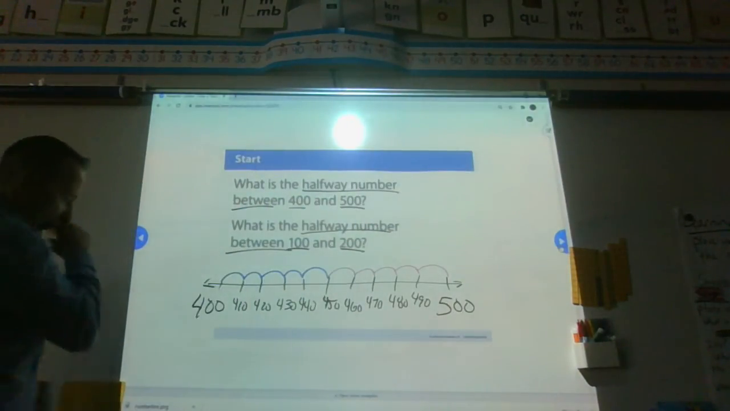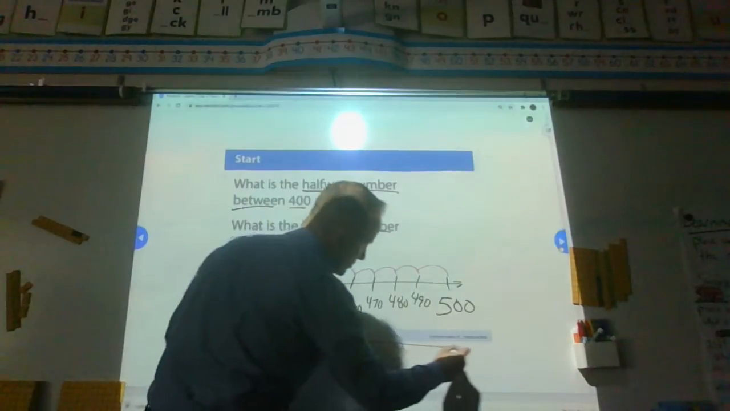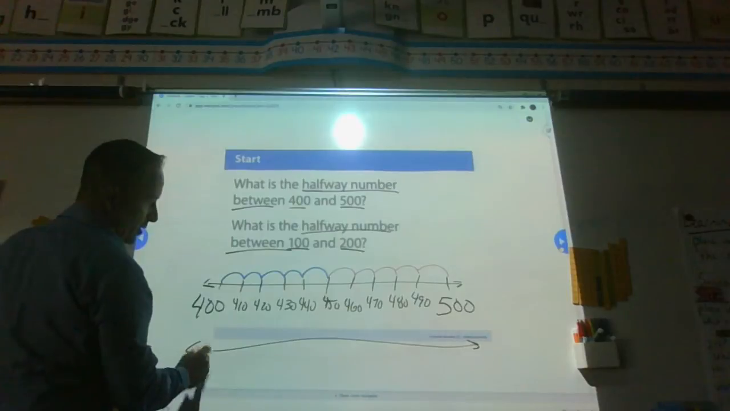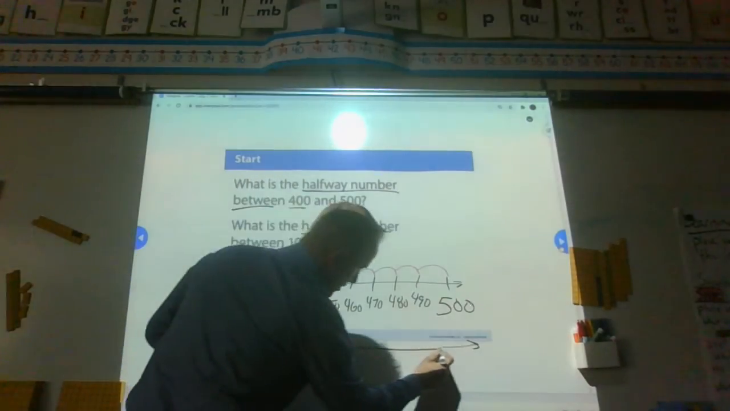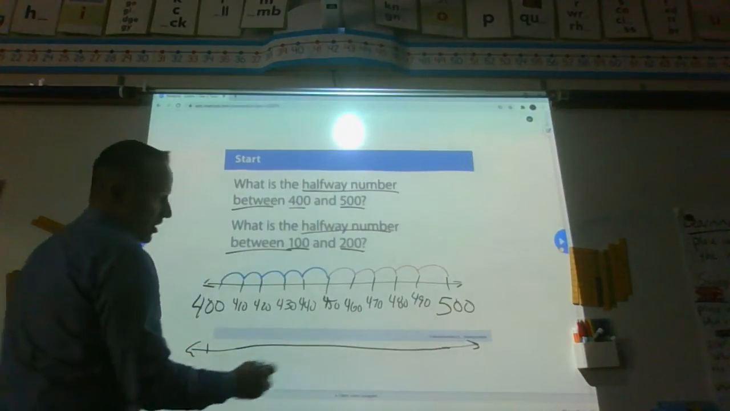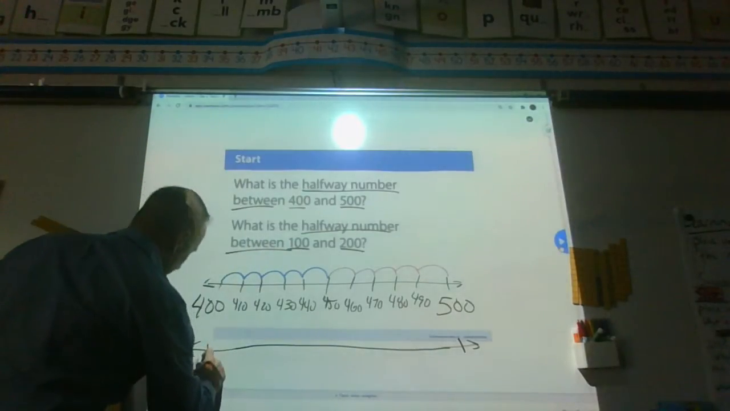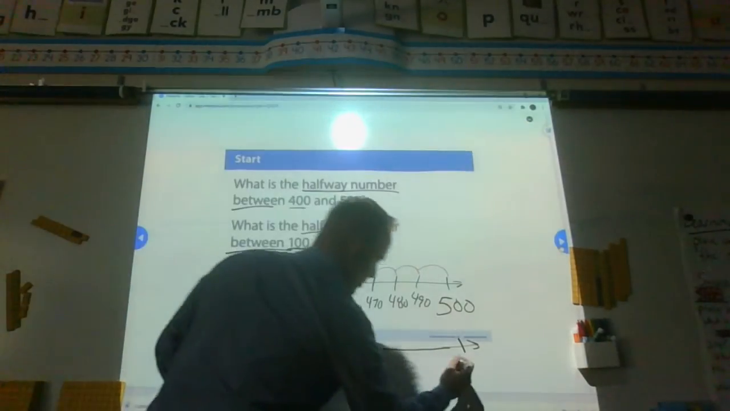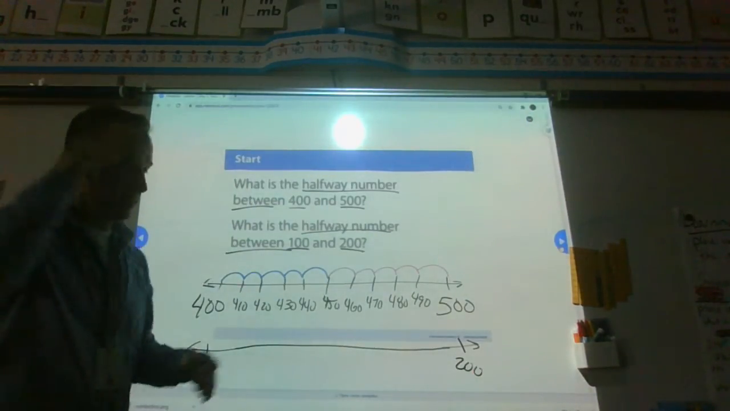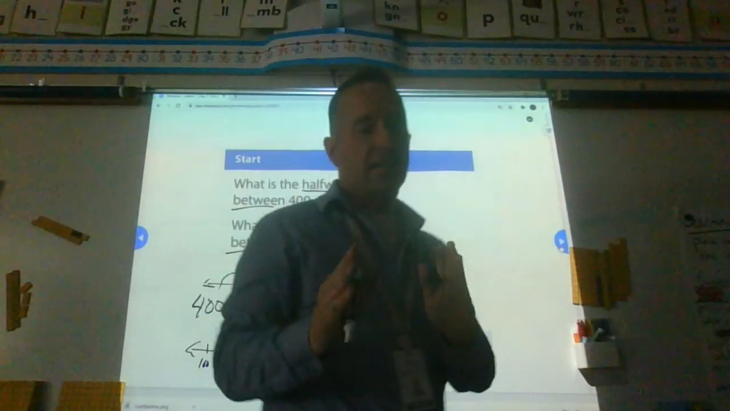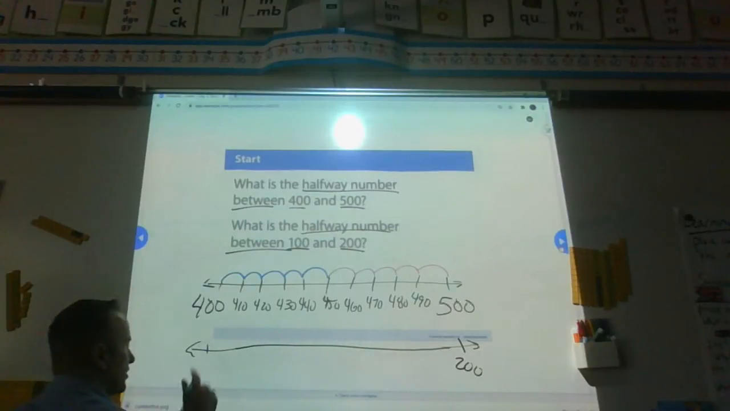All right, let's go and do that on a number line. My line's a little crooked there. We'll straighten that out here. I am definitely not an artist, but I'm doing my best. I will get there. I'll be an artist one day. All right, so I have 100, right? And I do 200. Well, I want to know what is the halfway number between 100 and 200. So it has to be between 100 and 200.